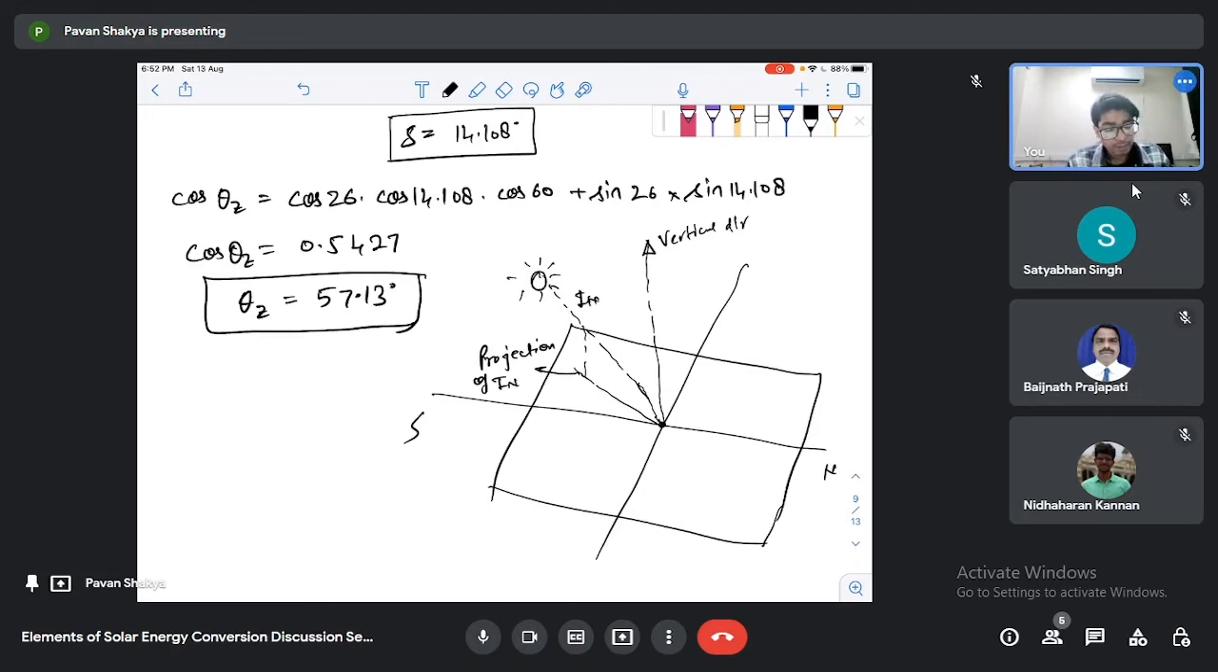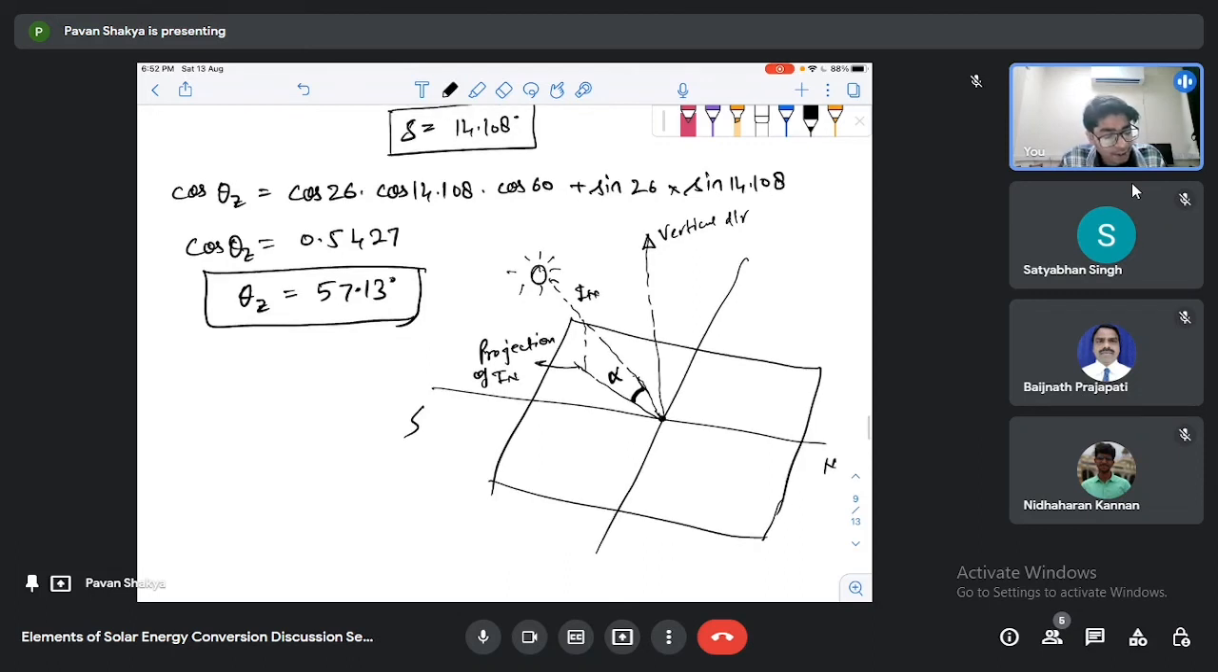Then the sun ray makes an angle with its projection on the horizontal plane, and that is called the altitude angle, that is alpha. And this sun ray makes an angle with the vertical direction. This one is called the zenith angle. The angle that the projection of the sun ray makes with the south direction is called the solar azimuth angle.